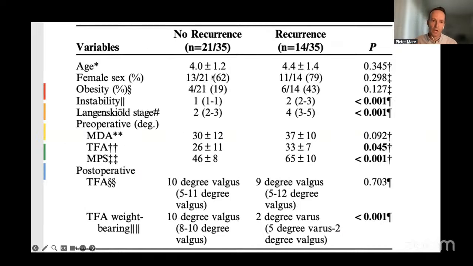Now, what we found was corroborating what was already known, that the Langenschuld stage, the deformity severity as measured by the TFA, and the MPS all predict recurrence. We also found that our instability classification was able to predict recurrence. It's associated with recurrence, should I say, at least. So our aim with this was to try and build a model through which we can predict recurrence.